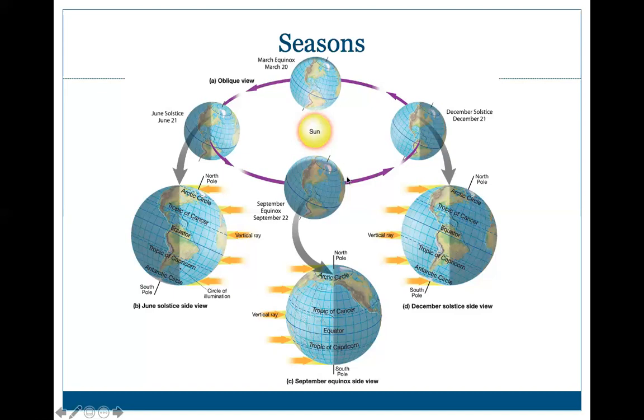Then we keep revolving around the sun, and our Earth is now pointing, the northern hemisphere is now pointing away from the sun. We are in our winter. Here's the circle of illumination, and it's bisecting the Earth at the Arctic and Antarctic circles again. Now the Arctic Circle is pointing away, so it will experience 24 hours of darkness, and the Antarctic Circle will experience 24 hours of light.